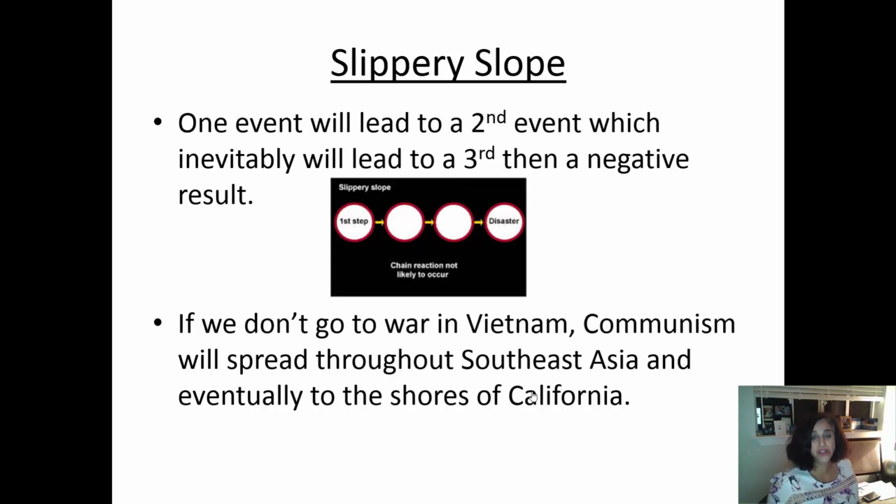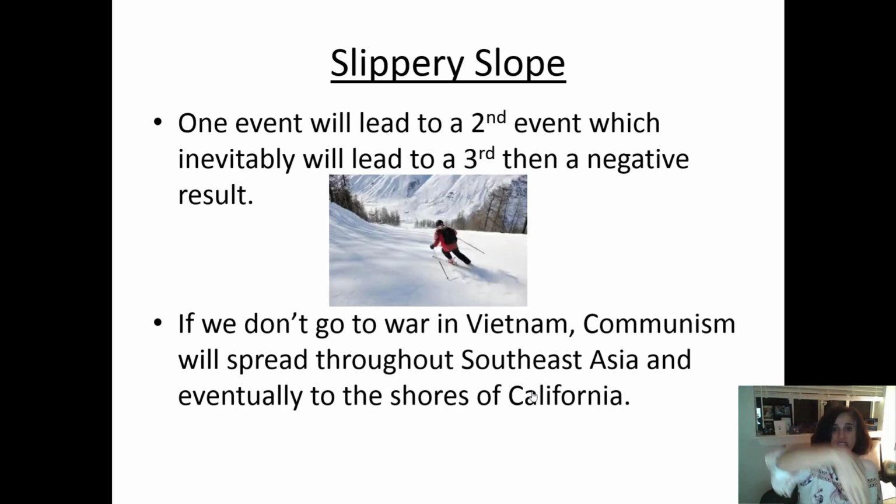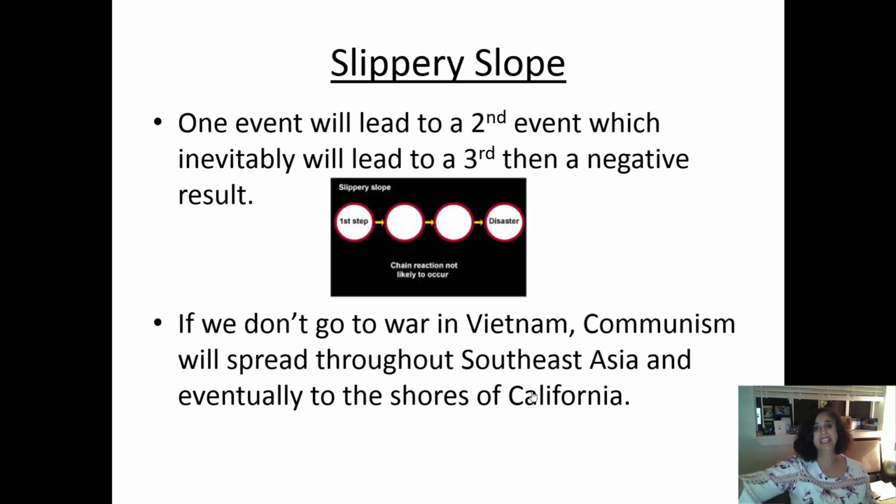A slippery slope is when one event leads to a second event, which leads to a third event, and has a negative result. Think of it as skiing, going down a slope where you can't stop. Here's an example. If we don't go to war in Vietnam, communism will spread throughout Southeast Asia and eventually to the shores of California. Well, that's a slippery slope. Just because communism spread through Vietnam and Southeast Asia, that's a big leap to say it's going to come all the way to California. So there's a jump in logic there.